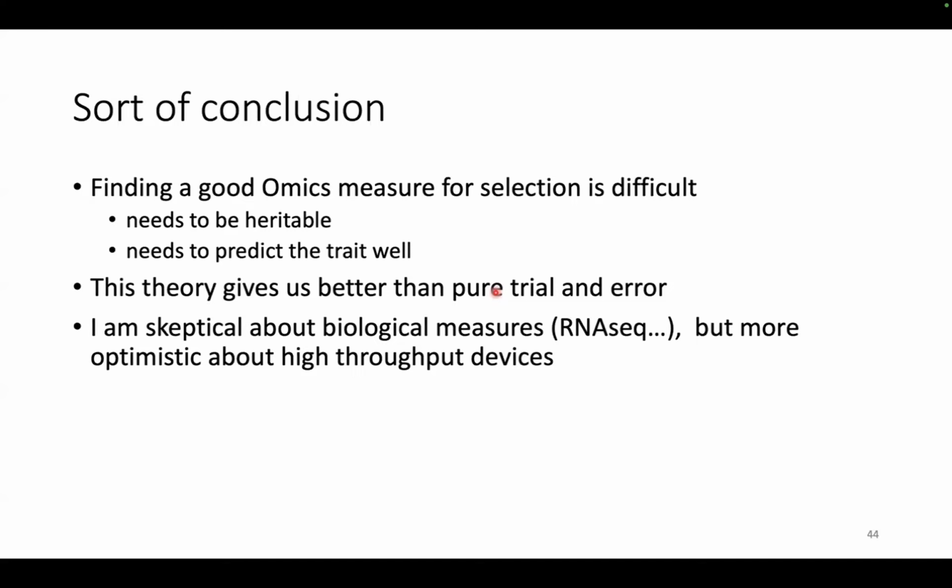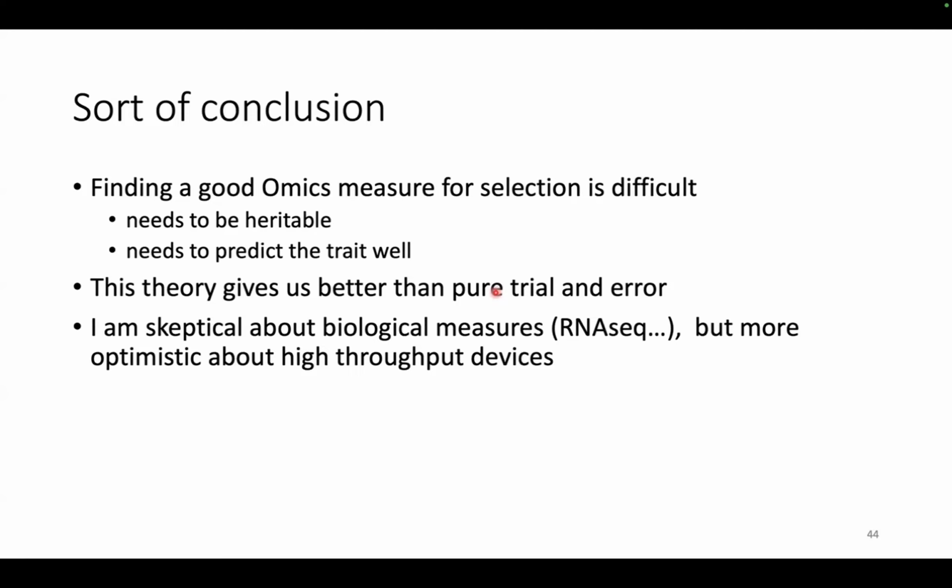But at least we have a theory, we have a framework in which you can trade things and you can say, okay, I have these transcripts, but they are very low heritable, or I have this biological measurement that I didn't think before, but it's very accurate to predict the trait. So at least you have some tools better than pure trial and error.